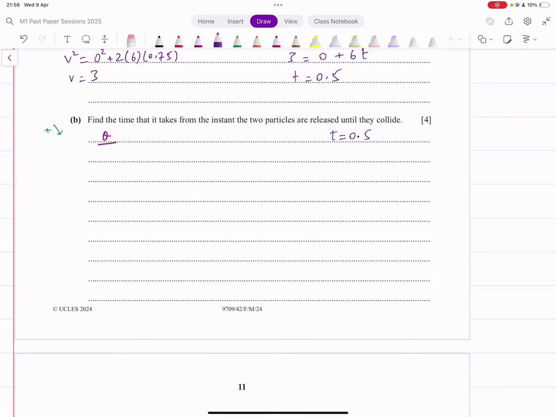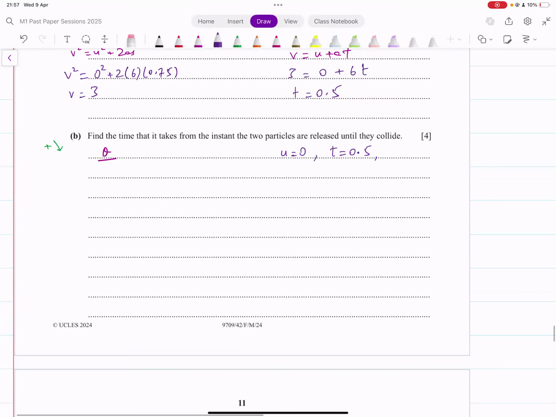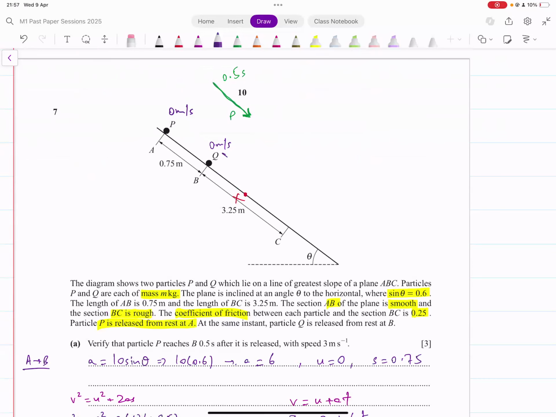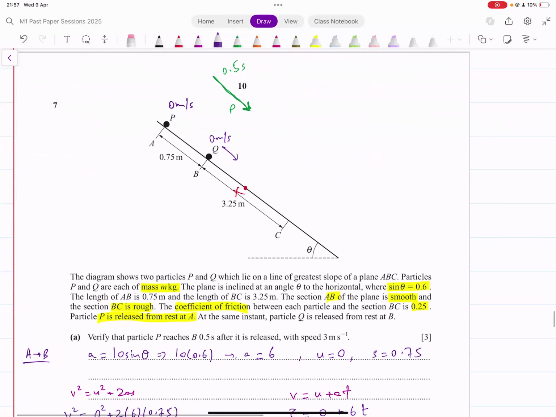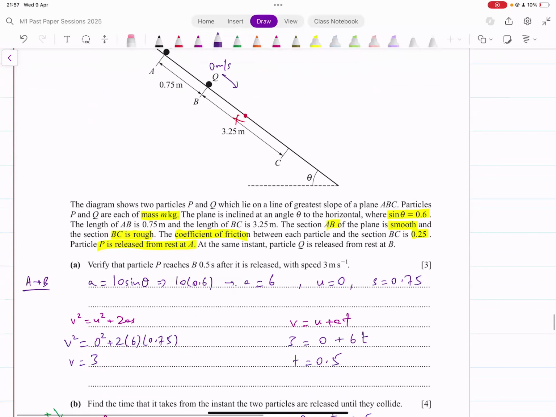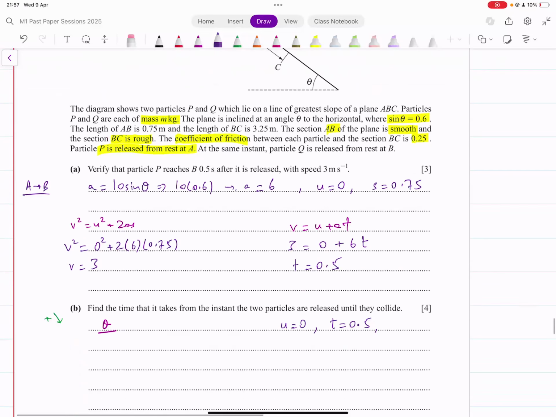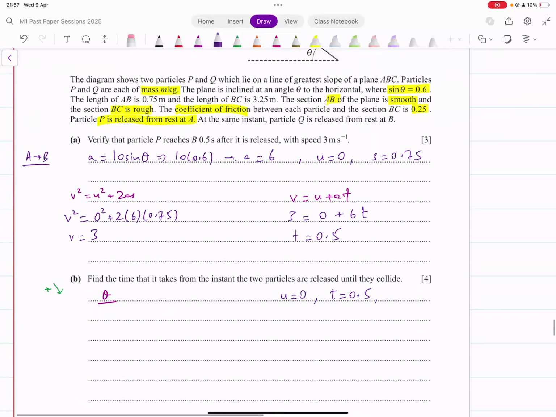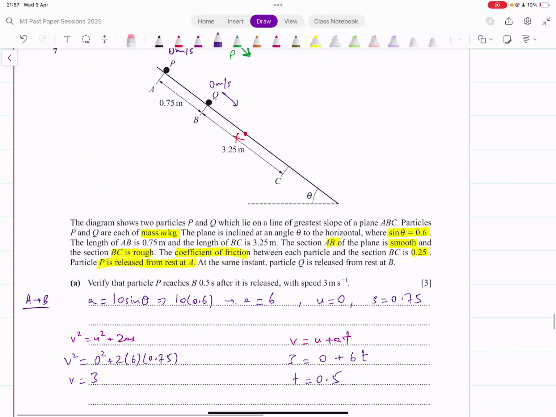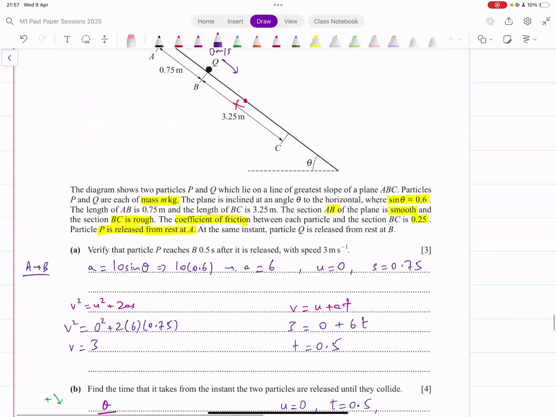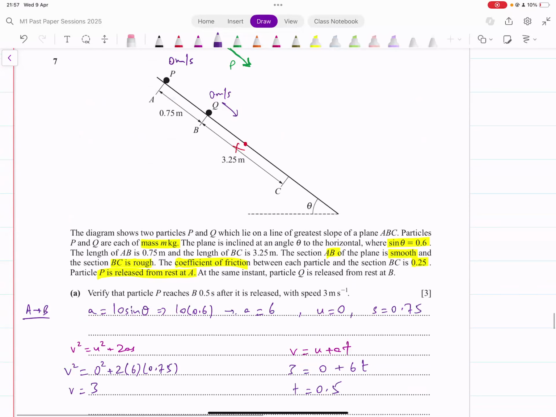Q has traveled 0.5 seconds, so a velocity of 0, started from rest. Do we know anything else for Q? For its motion for 0.5 seconds, we know the initial velocity, we know the time taken, and that's it. We don't have any other information. What we are looking for is how much distance it has traveled already until this point. That's what I want to find out first of all.